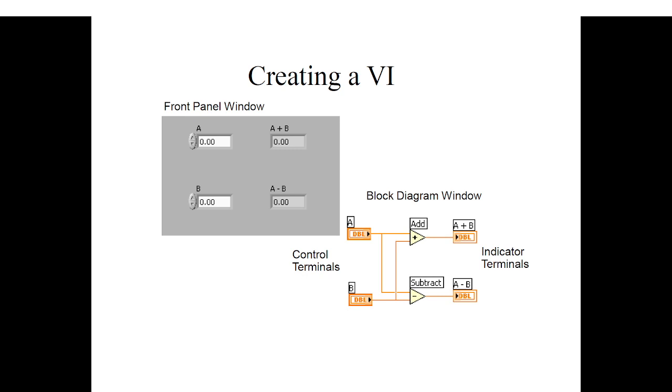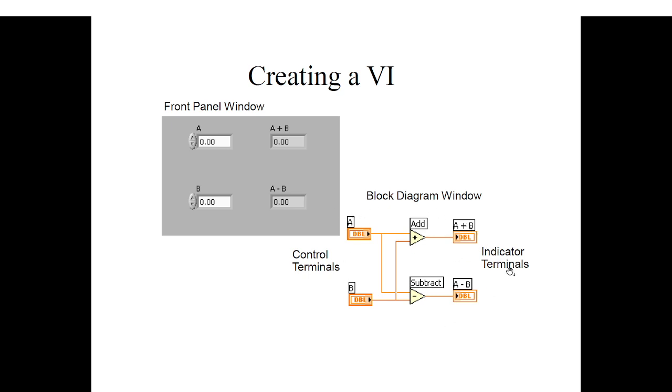This is creating a virtual instrumentation. This is the front panel window. This is one of the examples. This is the front panel window. This is one separate panel, and this is another separate panel. In this we have the input sections, that is A and B are inputs. This is the execution panel, where we have the A plus B addition output, that means an indicator, and the A minus B indicator. We have two inputs and two indicators in the front panel.